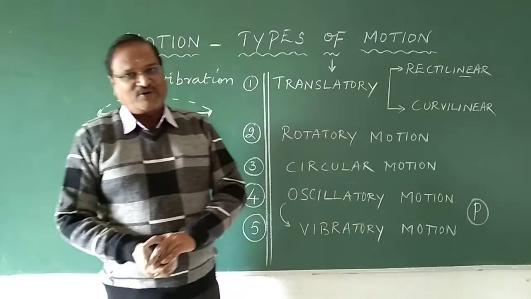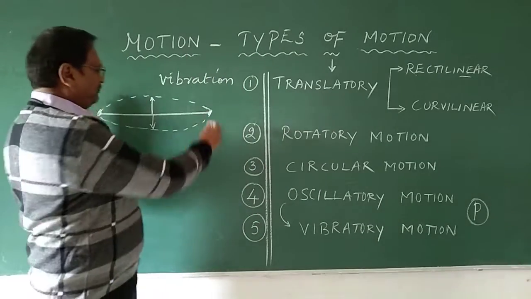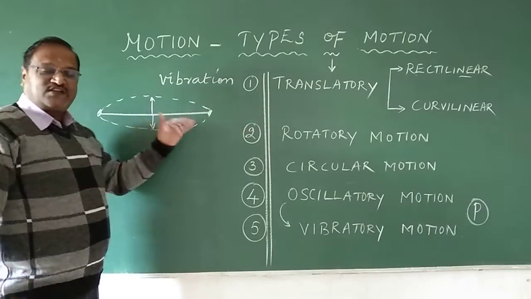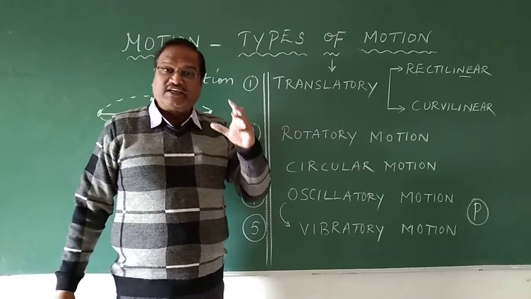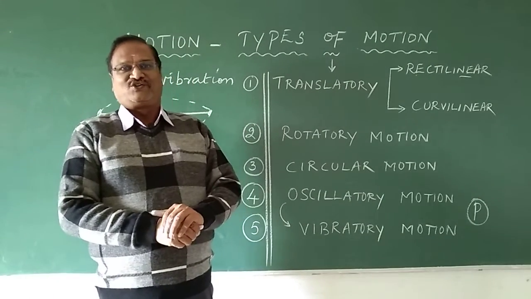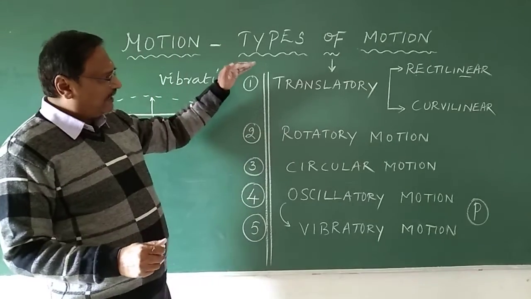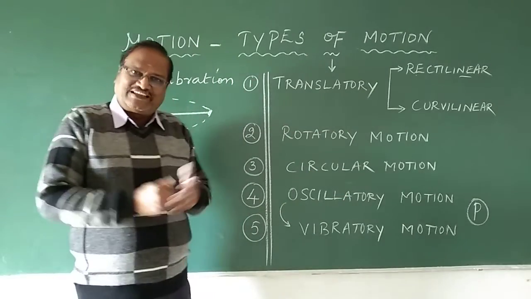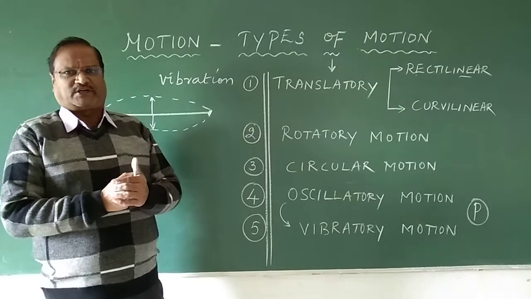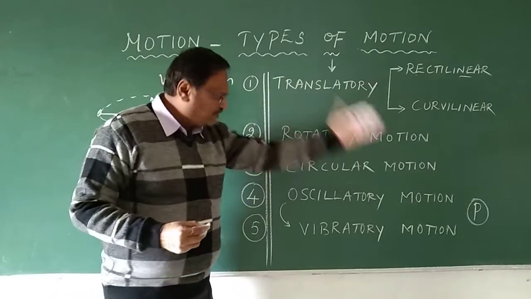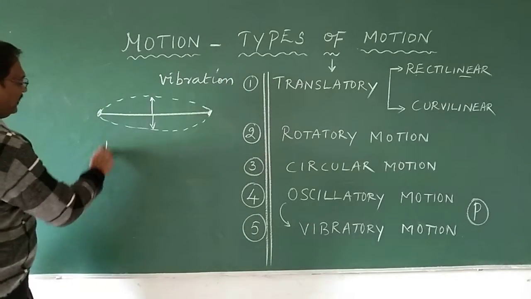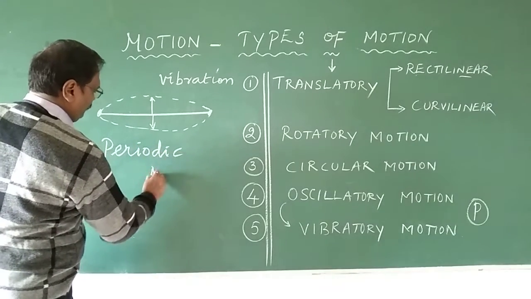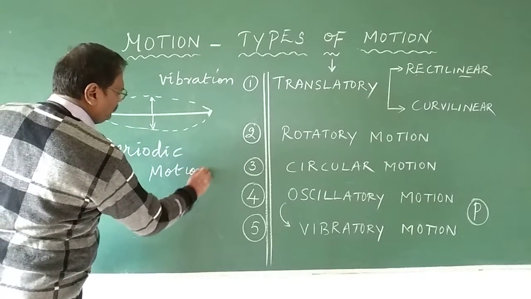So in vibratory motion, it is fixed at points, and it is moving up and down, and that is called vibratory motion. So these are the different types of motions we learn in the junior classes. Yes, these are the main types of motion. There is another type of motion which is called periodic motion. Okay, what is periodic motion?